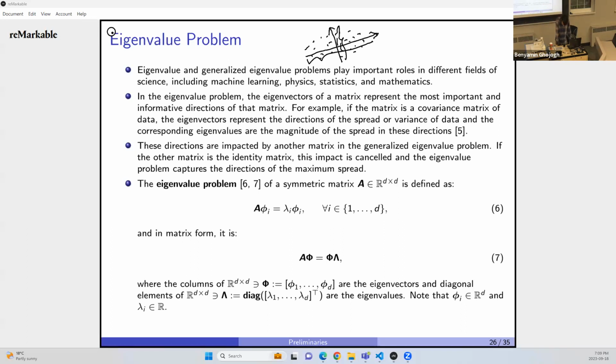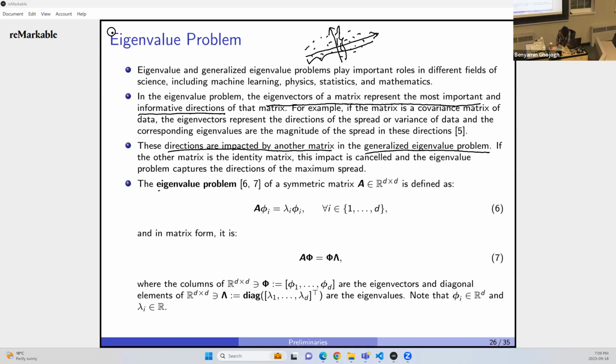In the eigenvalue problem, the eigenvectors of a matrix represent the most important and informative directions of that matrix. We can also impact these directions by another matrix. If we do that, then we have the generalized eigenvalue problem. We'll see both the eigenvalue and generalized eigenvalue problems.